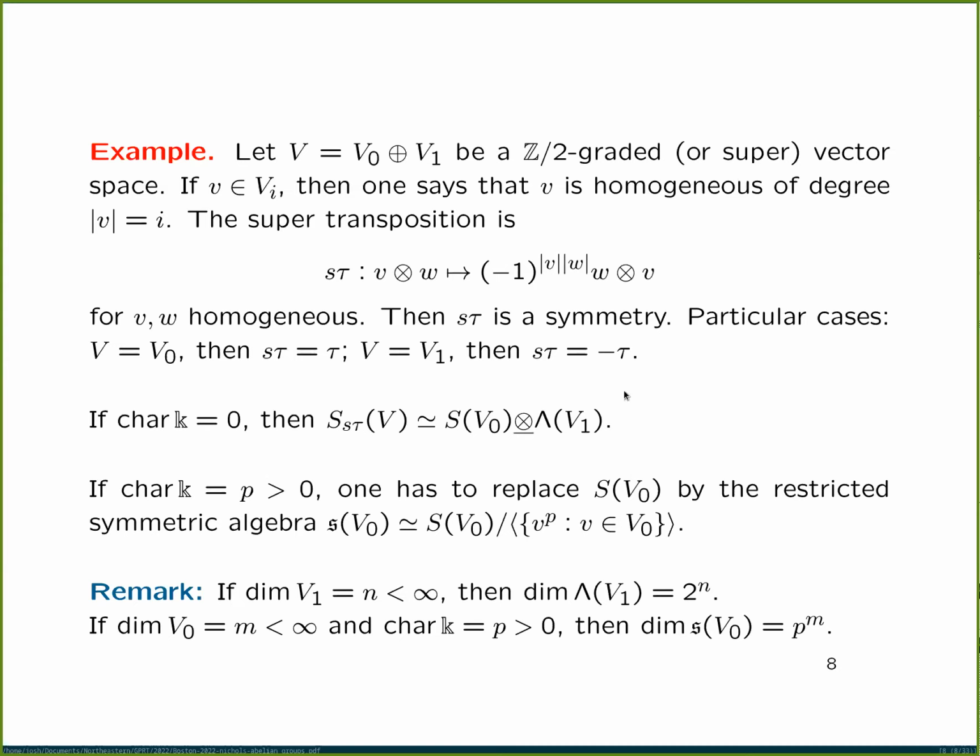If the characteristic p of the underlying field is positive, then one has to replace the symmetric algebra of V_0 by its quotient by the p-th powers of the elements of V_0.